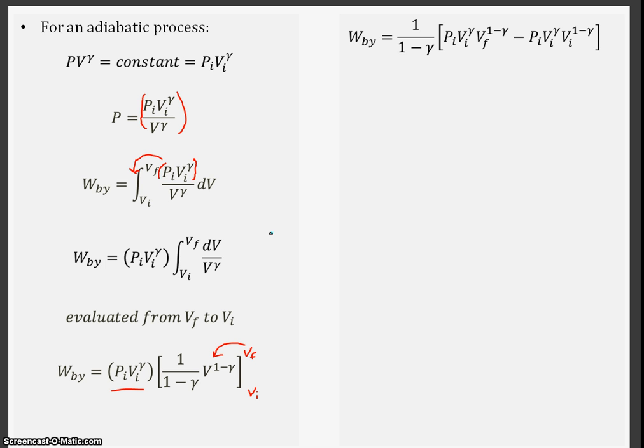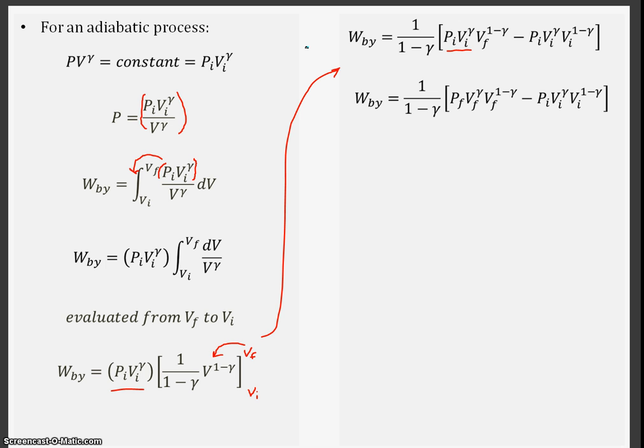So you should try to do this on a piece of paper, right? Try to get the steps between this and this. I skipped a step here, but you should be able to get from one place to the other. The next thing we're going to do is say, well, look, I know that P initial, V initial to the gamma is also equal to P final, V final to the gamma. So I'm going to substitute this term here with P final, V final to the gamma, because it will make it easier for me to collect terms.